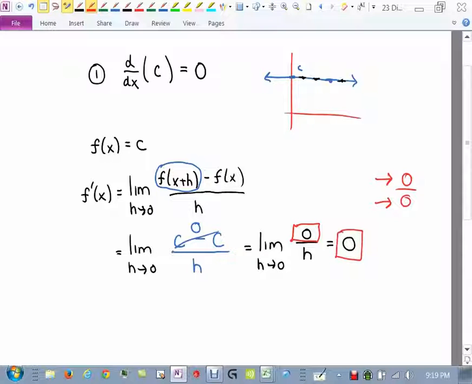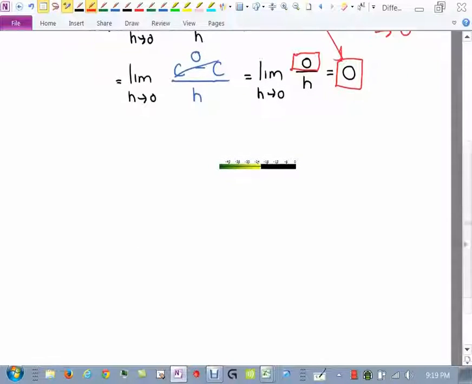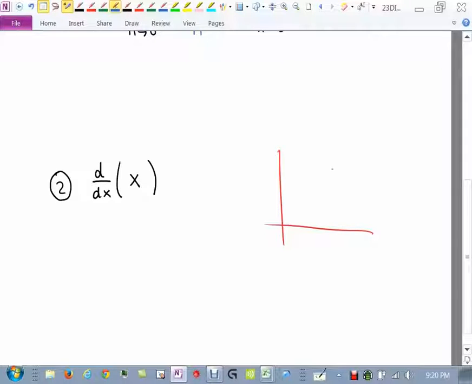Okay, next formula, number 2. What is the derivative, treating x as our variable, of the function x itself? Well, again, let's take a look at a graph. The function x is the identity. It's the perfect diagonal line. And if we go to any point on this line and we look at the slope, it's always 1, right? Rise over run, up 1 over 1. So the answer to this should be 1, which it is.